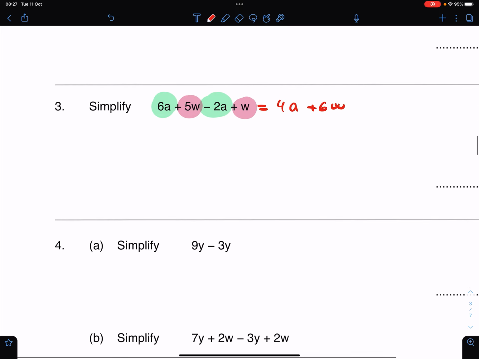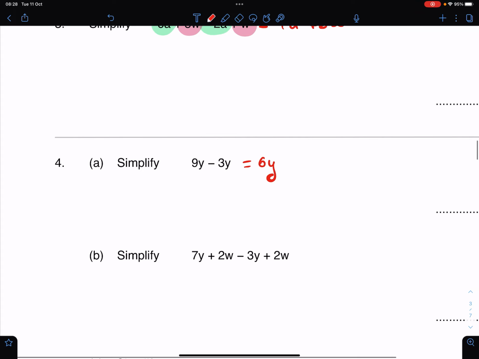So I'm going to move to question 4. It says simplify 9y minus 3y. So 9y minus 3y is basically you're going to think like 9 minus 3. What is it? 6y. So it's going to be 6y's. Are we okay with this so far? Easy stuff we are doing right now.